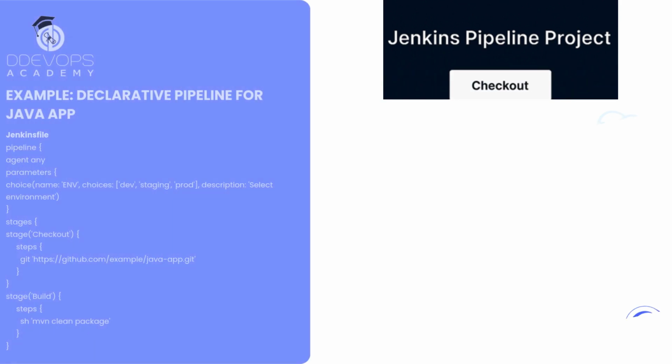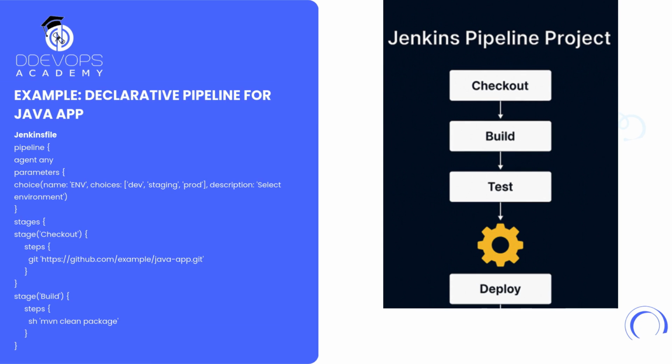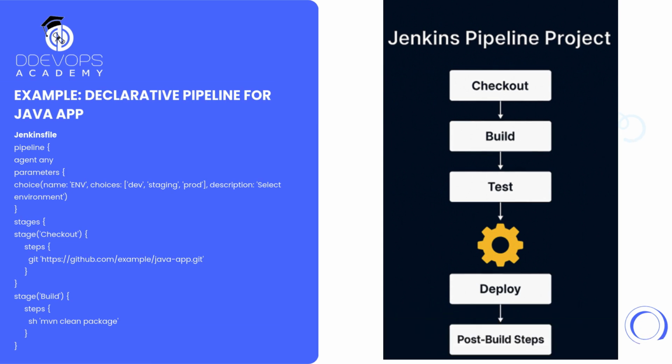This example shows a declarative Jenkins pipeline for a Java application. We define a choice parameter for environments: dev, staging, or prod. The pipeline runs stages like checkout from Git and build with Maven. From there, you can extend it with test, deploy, and post-build steps, making the process automated and environment-specific.